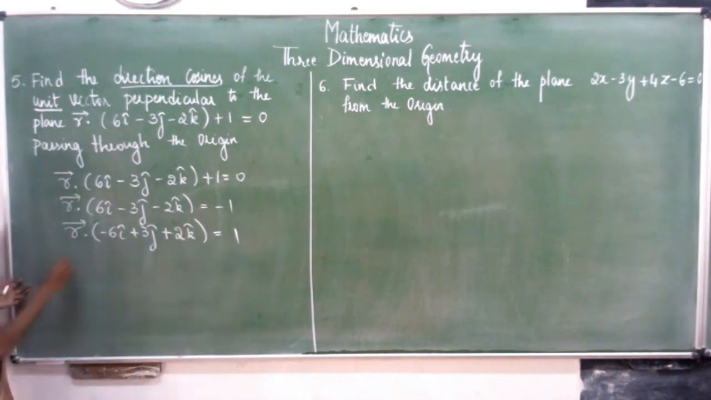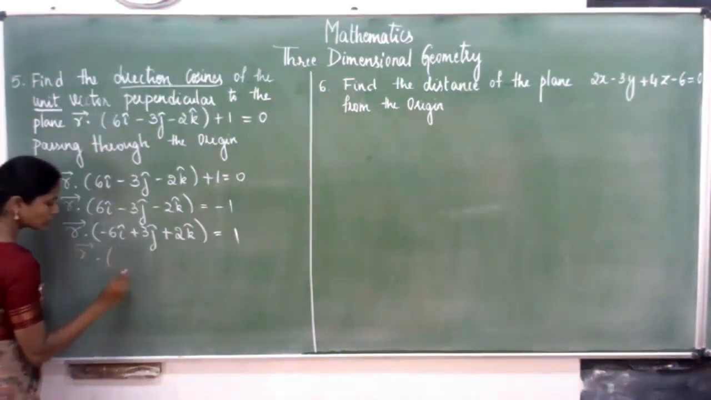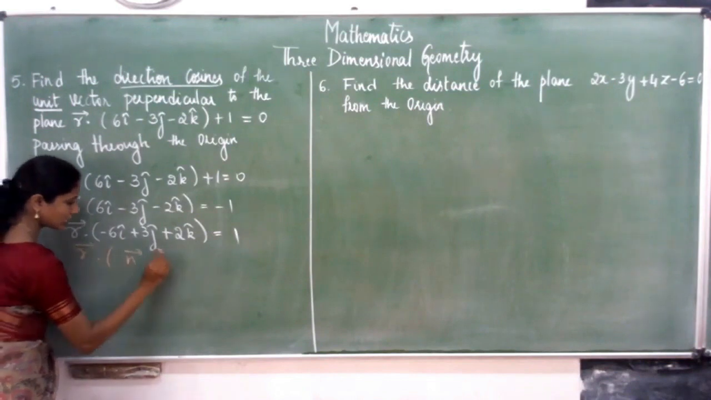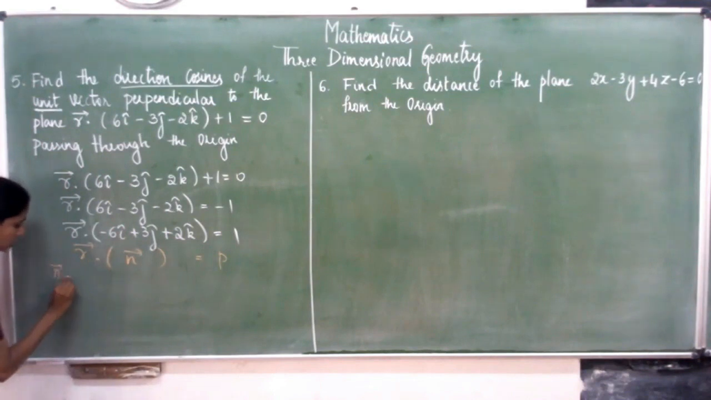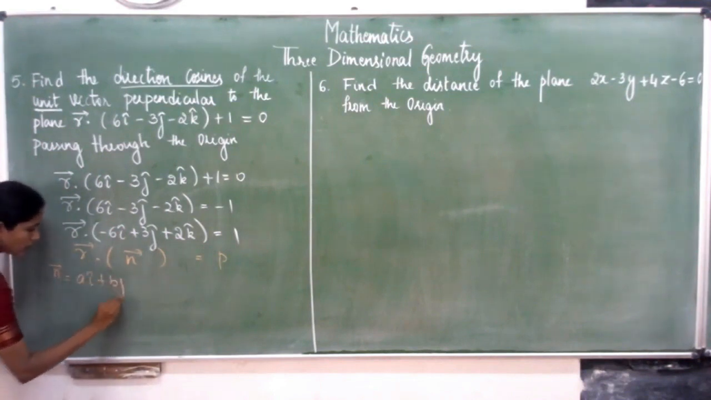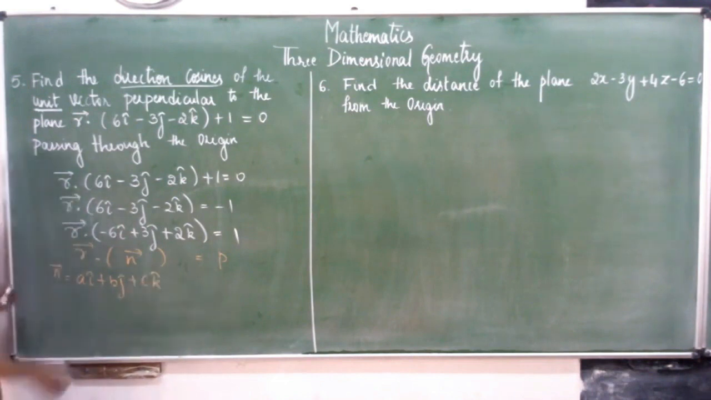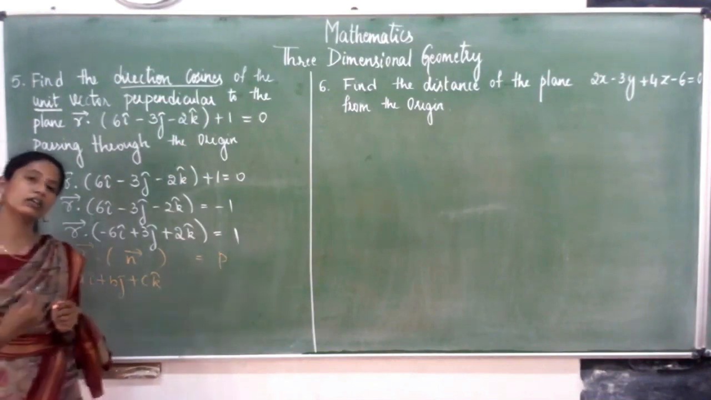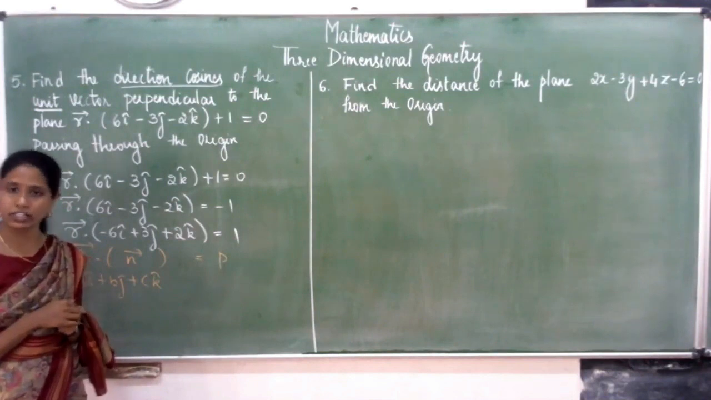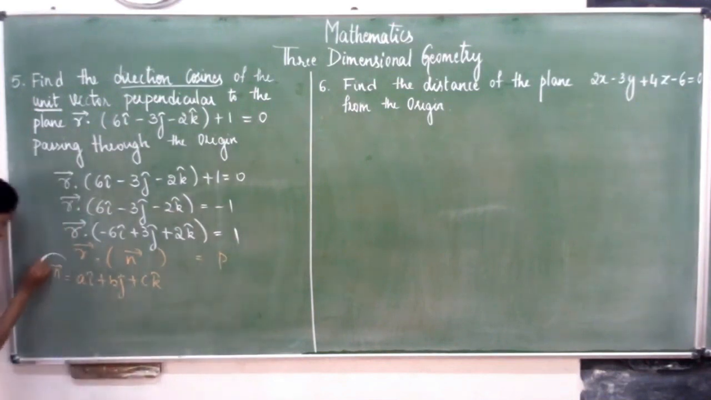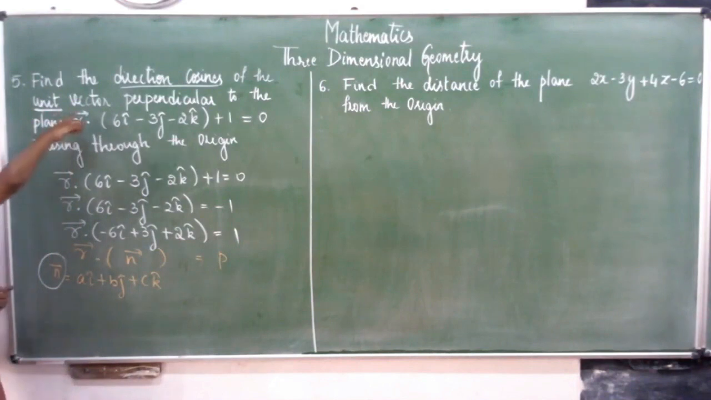So this is in the form of vector r dot vector n is equal to d, where vector n is nothing but ai cap plus bj cap plus ck cap. What we require are the direction cosines. Here the direction ratios for the vector n are a, b, c. Once I know the direction ratios, we can easily find the direction cosines. They have asked for the unit vector.